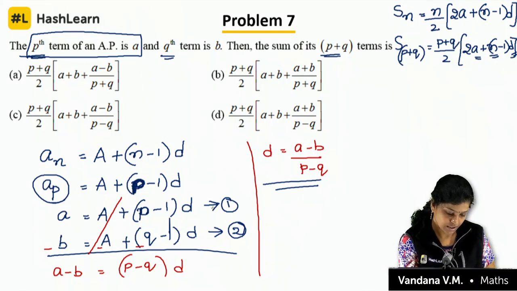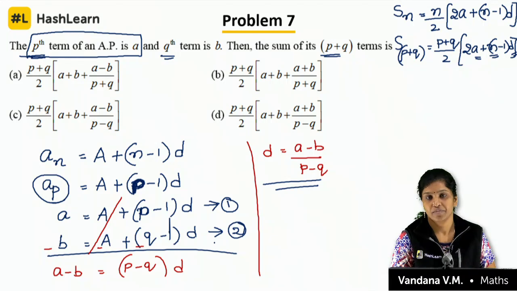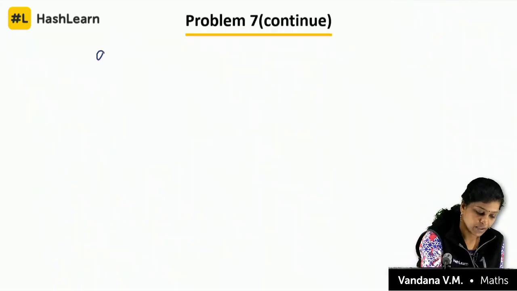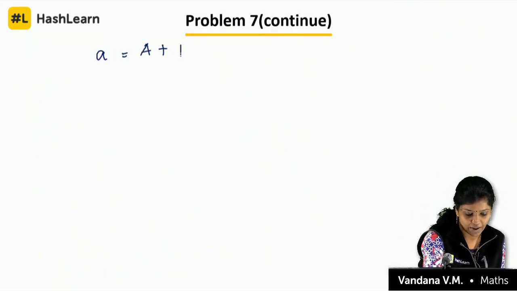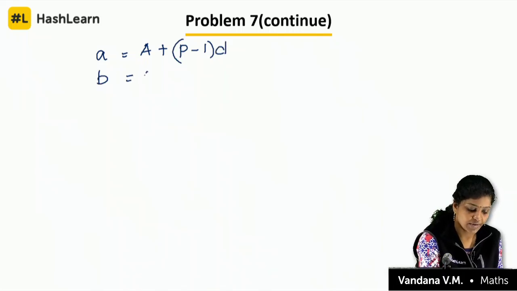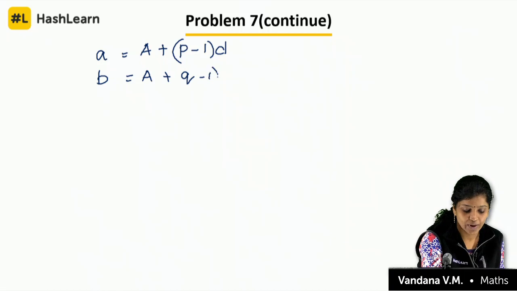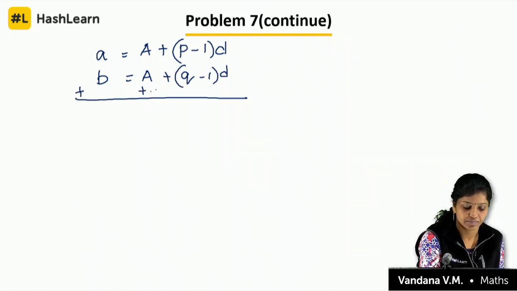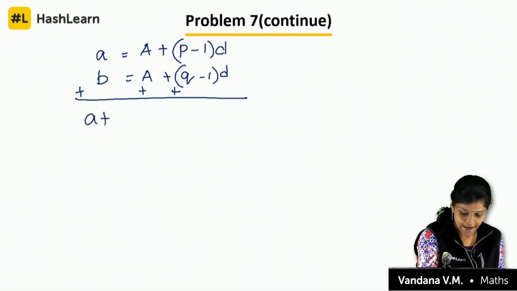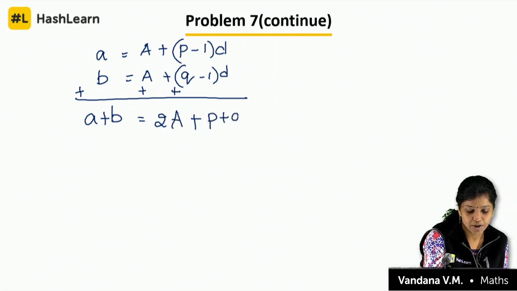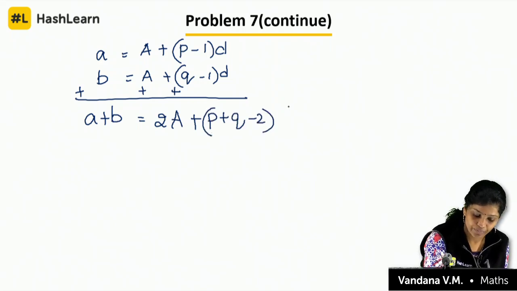Now, look here, this is equation 1 and 2, right. We subtracted them before. Now do the addition for that. If I do the addition, a is equal to a plus p minus 1 into d, b is equal to a plus q minus 1 into d. If I add this, what will I get? A plus b is equal to 2a plus p plus q minus 2 into d.